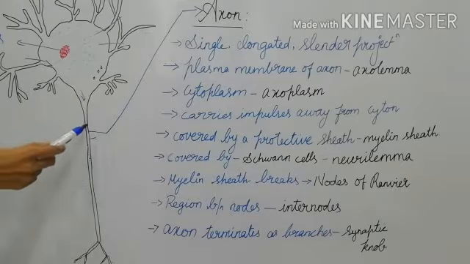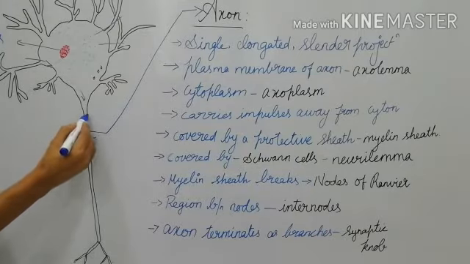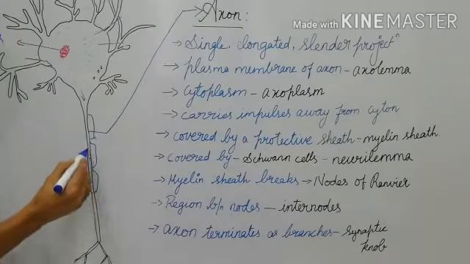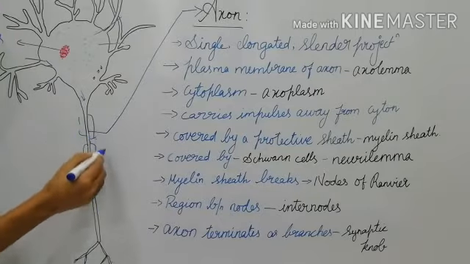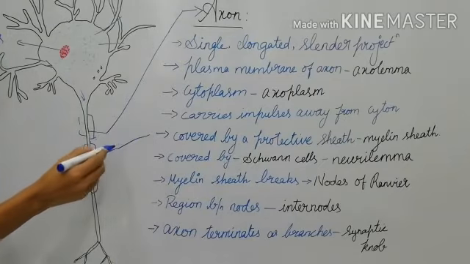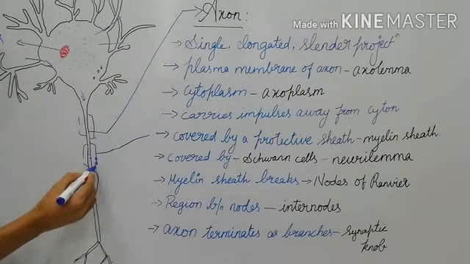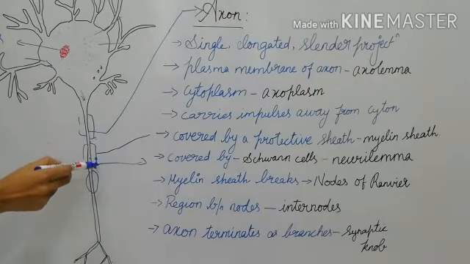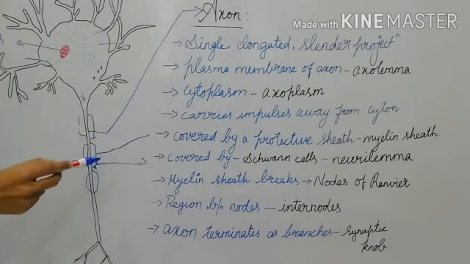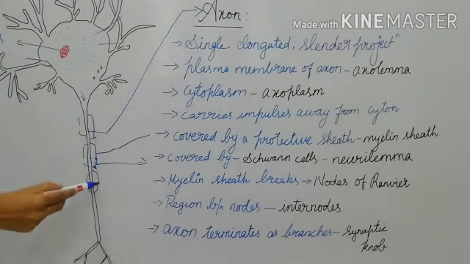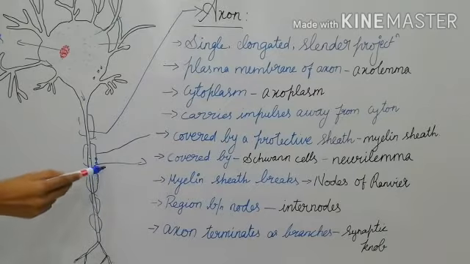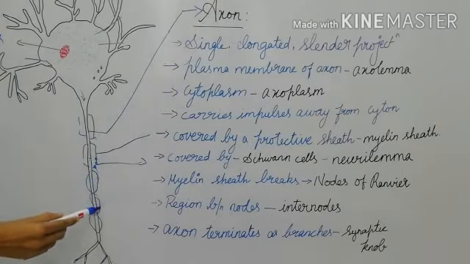And these axons are covered by a protective sheath. That protective sheath is called the myelin sheath. And this myelin sheath is covered by a layer of cells called Schwann cells, and that layer we call the neurolemma. So this axon is covered by a protective sheath called the myelin sheath, and this myelin sheath is covered by the layer of Schwann cells, and that layer is called the neurolemma.